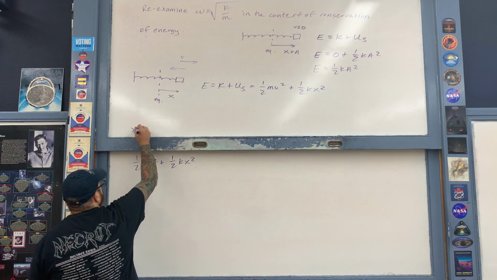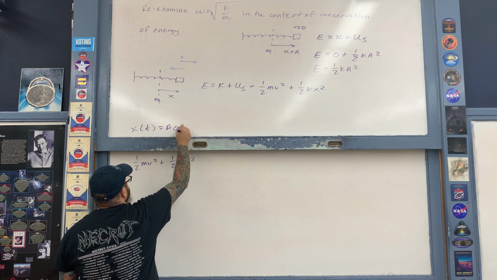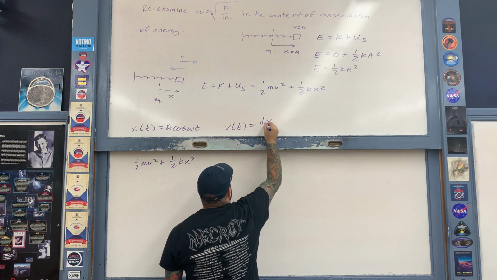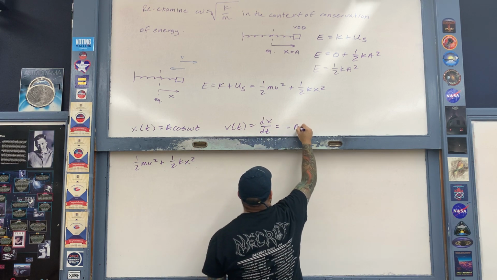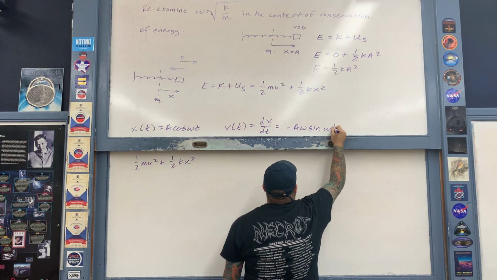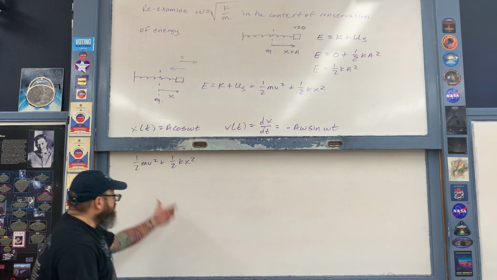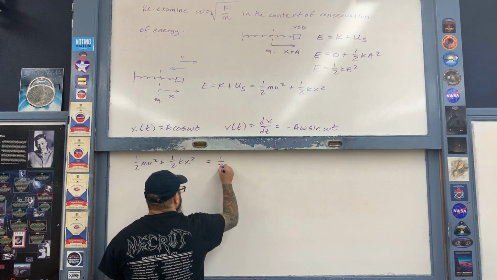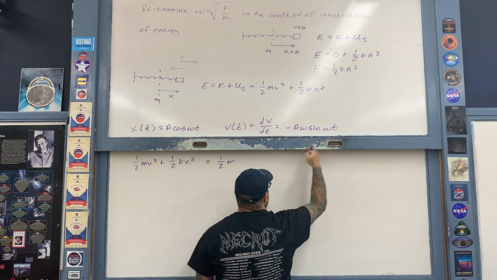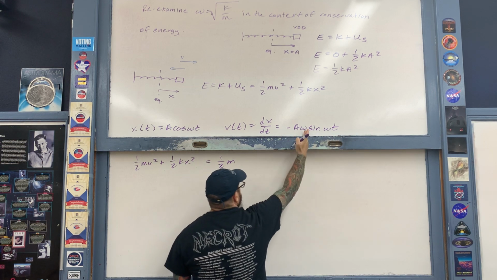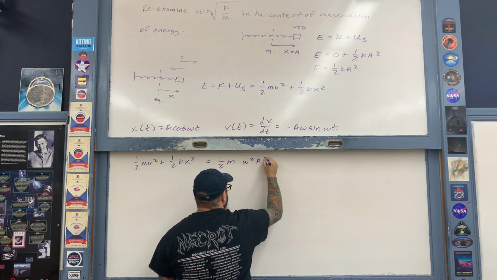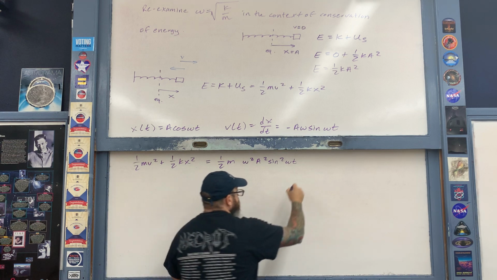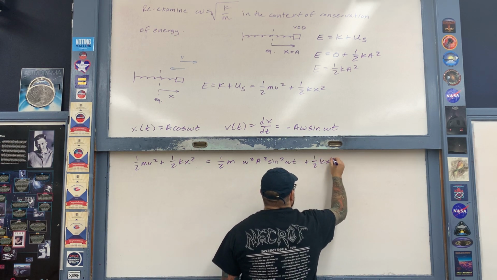Recall from kinematics that position as a function of time is the following. And velocity as a function of time, which is the first derivative of position with respect to time, is equal to the following. Let's plug these expressions in and see what happens. First, 1/2 mv squared: 1/2 m times this quantity squared. The negative sign squares out, and I have omega squared A squared sine squared omega t. Then my next term, plus 1/2 kx squared.